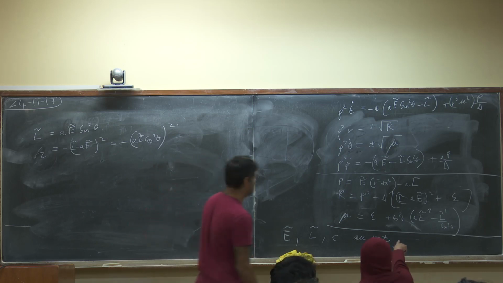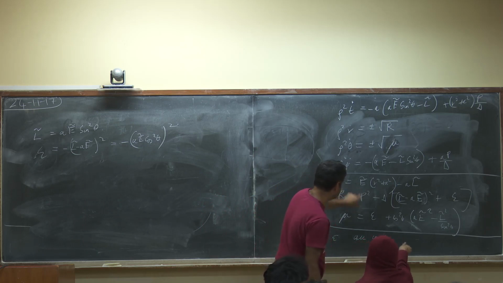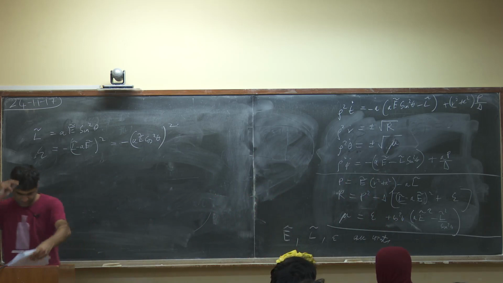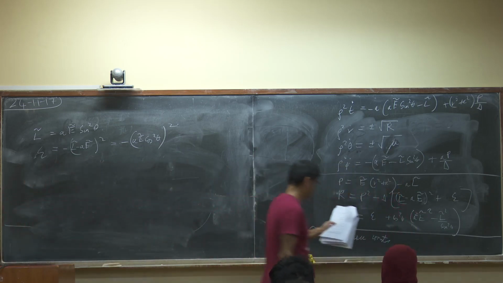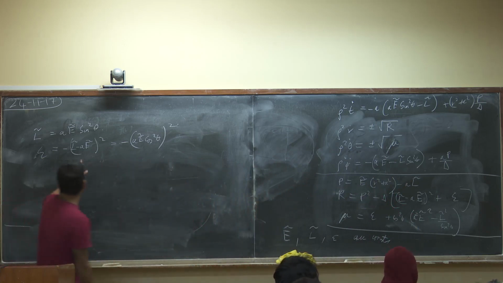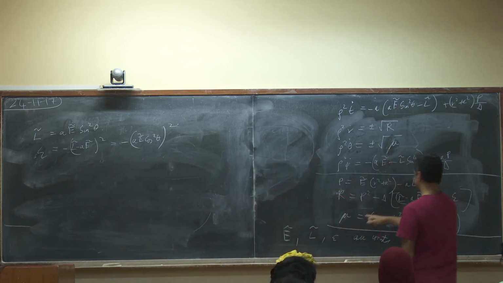Question, will there be an A square before E tilde square? No, in the last equation, mu. Let me check. Yes, you're right. Thank you. Precisely these choices set this mu to 0.